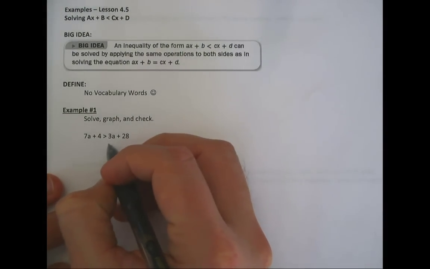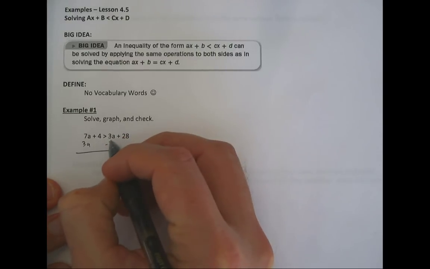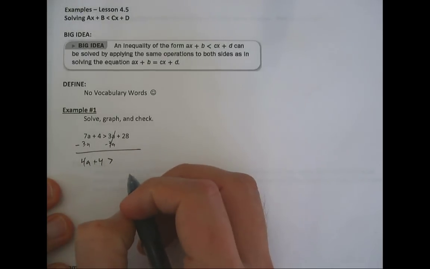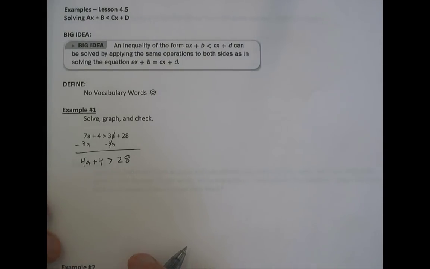So right here we have 3a. I'm going to minus 3a from both sides so that it's eliminated. So I have 4a plus 4 greater than 28. Make sure that you're writing the greater than sign. A lot of students will just automatically write equals because that's what they're used to, but keep that greater than sign going all the way down.